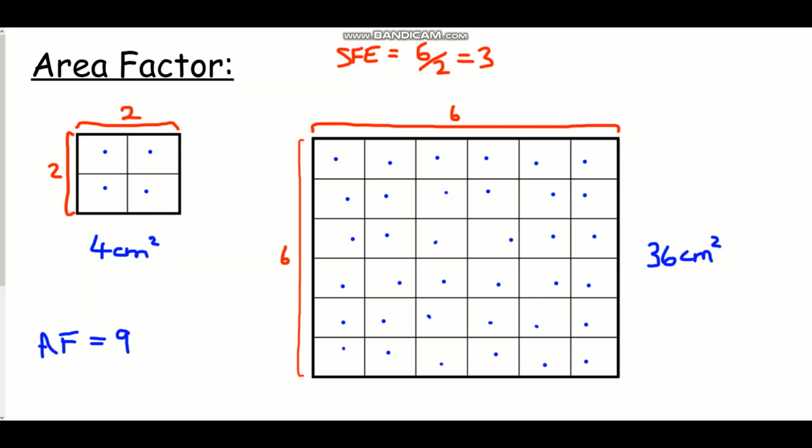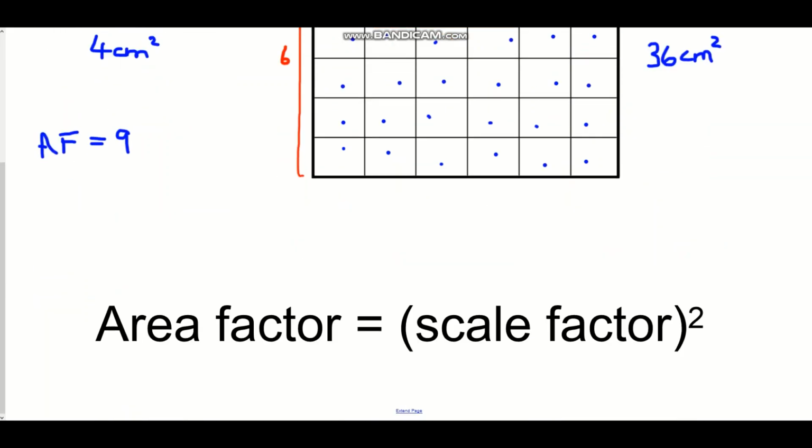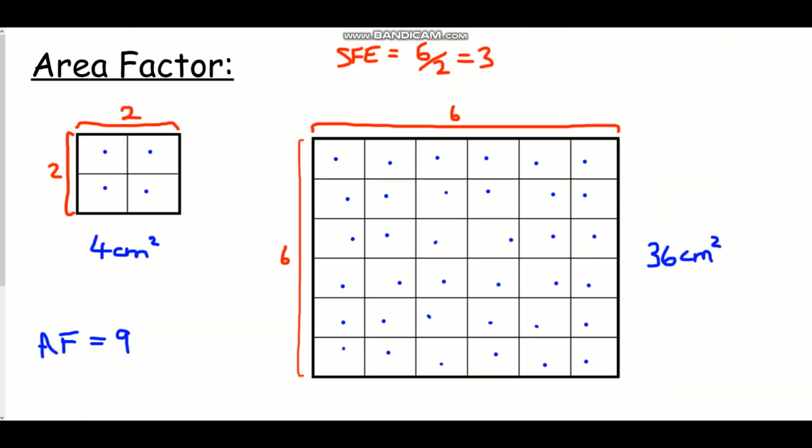And you can do this for any set of rectangles or any set of shapes that you can find the area for. And the general rule, if you investigate lots and lots of these shapes, is as follows. The area factor is equal to the scale factor squared. Remember that a square number is just a number that is multiplied by itself. So to get from the scale factor, which is 3 at the top of the page here, to the area factor, which is 9 at the bottom of the page here, I just do that scale factor times by itself, which gives me the 9.